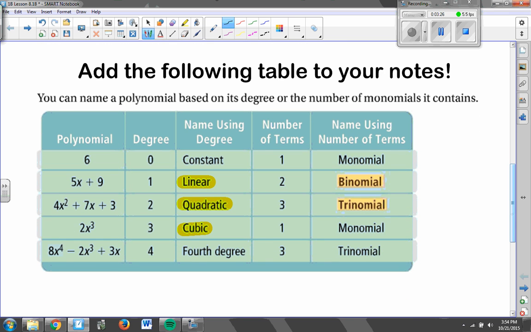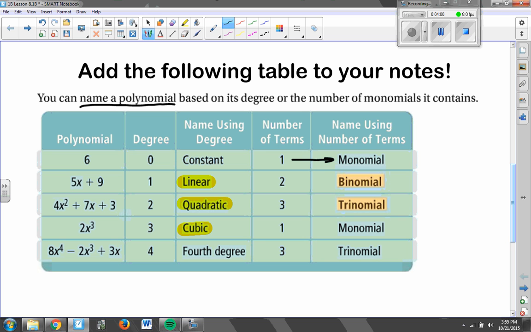All right, a little more notes to take here. Now I want you to add this table to your notes, because this is what we're going to use to name a polynomial. And we're going to name these polynomials based on their degrees and the number of terms, or number of monomials, that it contains. For example, if the polynomial is just one term, number of terms 1, we call that a monomial. That's what we talked about yesterday.